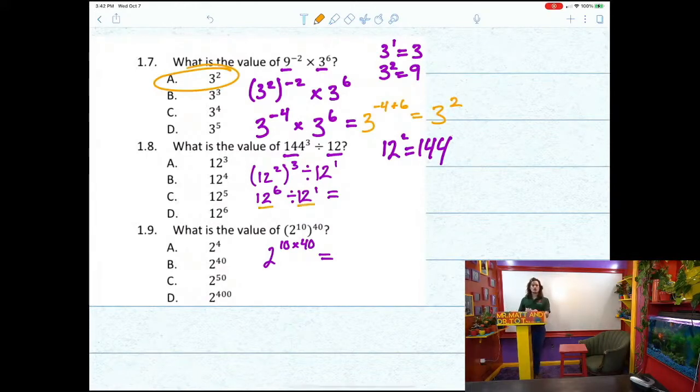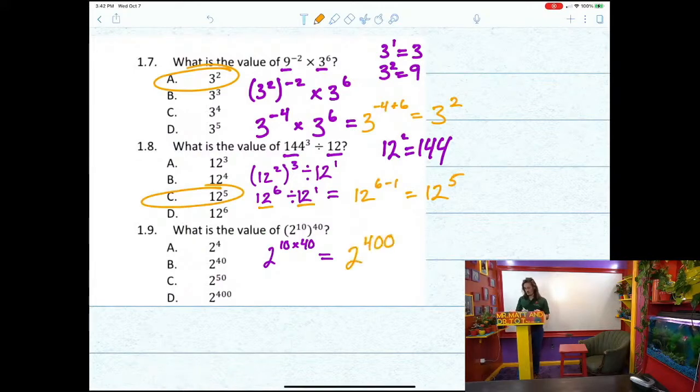In 1.8, we have common bases down here. We have bases of 12 raised to exponents, and we're dividing, so we can keep the base of 12, subtract the exponents. It's going to be 6 minus 1, so this is going to turn into 12 to the 5th power. That's answer selection C. 1.9, we're multiplying here, so that's going to be 2 to the 400th power. Extremely large number. That's going to be answer selection D.